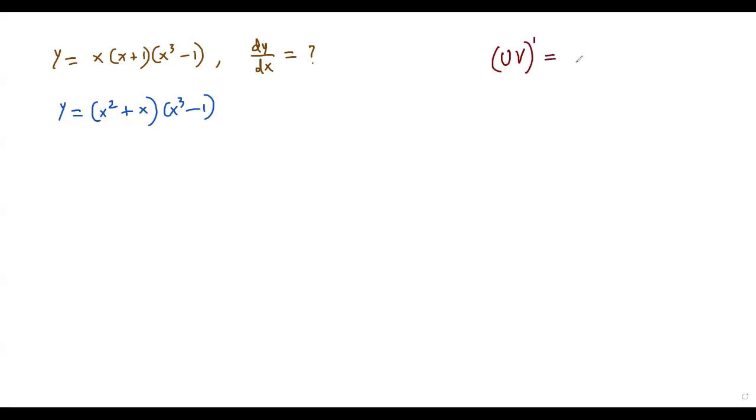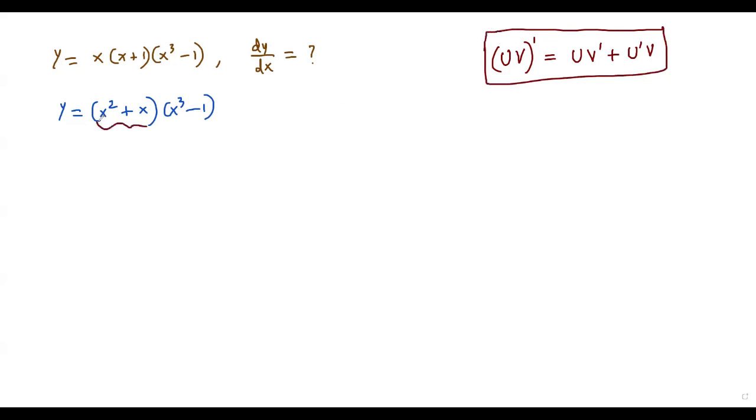So what I need to do is I have to keep the first term u as it is and get the derivative of the second term, that is v prime. Now I have to get the derivative of the first term, that is u prime. I have to keep the second term as it is, that is v. So this is product rule. So I'm going to apply this product rule in our problem.